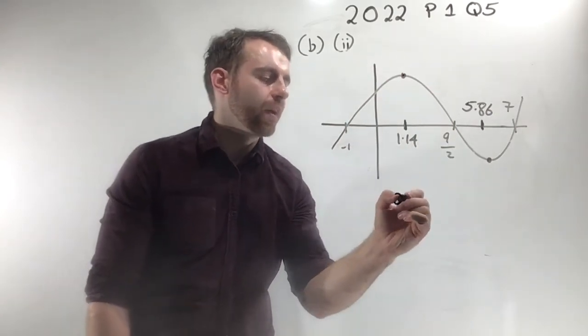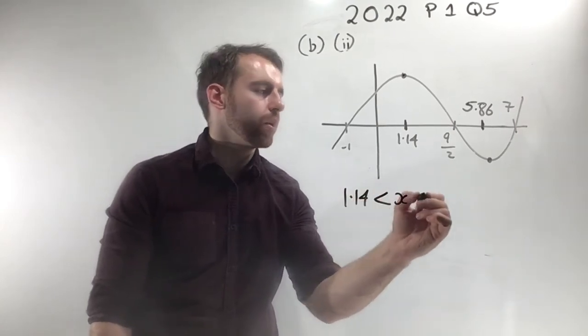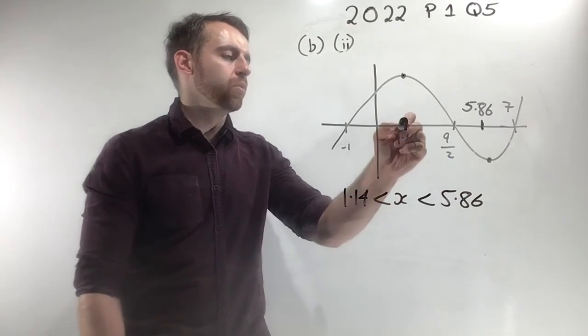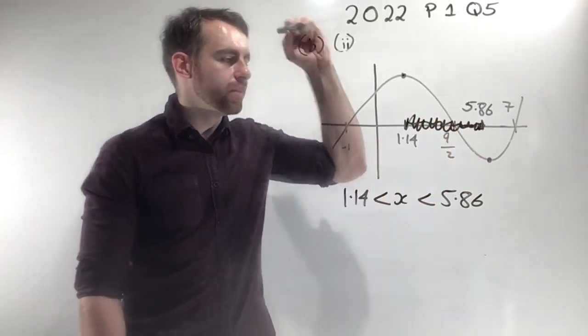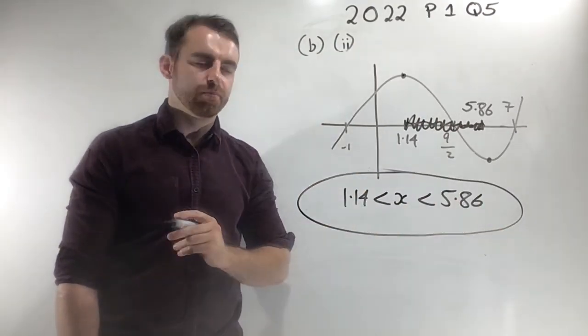So to get the range of values of x, it's when x is greater than 1.14, but when x is less than 5.86. In other words, if I take any x value between these 2 points, then the slope is negative. So this is your final answer for B part II.